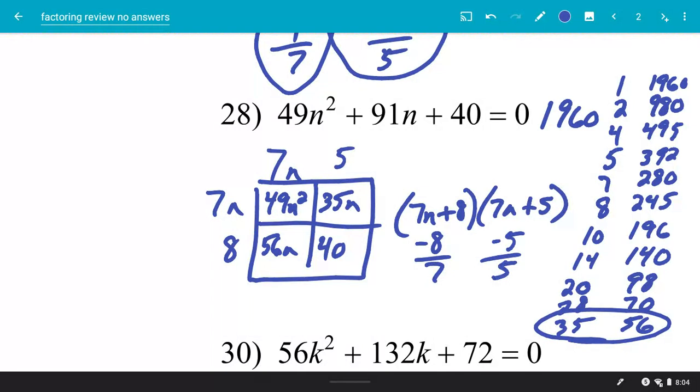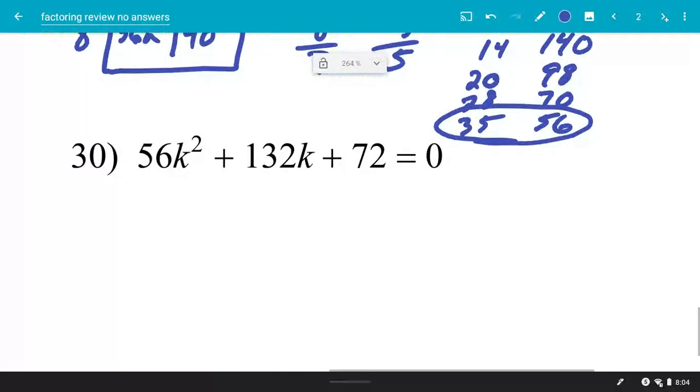Wow. That one was difficult. Not difficult. No different than what we were doing before. It's just I ended up with a very large number. So I had to keep dividing it until I found my factors, which was 35 and 56.